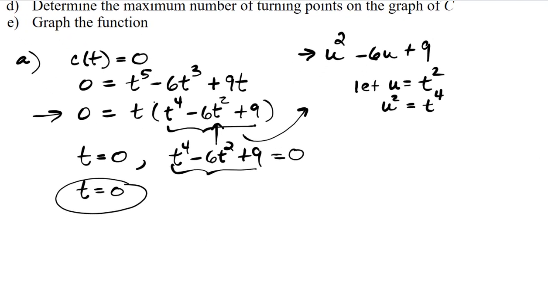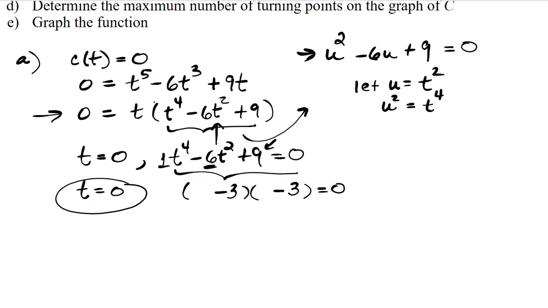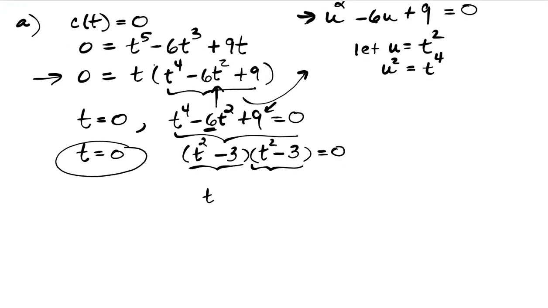For this one here, as I've mentioned, is equivalent to solving this u equation. We can use the factoring method. We want the factors of 9 that sum to -6. So that would be -3 and -3. The product of -3 and -3 is 9, and the sum of these two numbers here is -6. And now to get t to the 4th, that's t squared times t squared. So from here, we have another product that is set to 0.